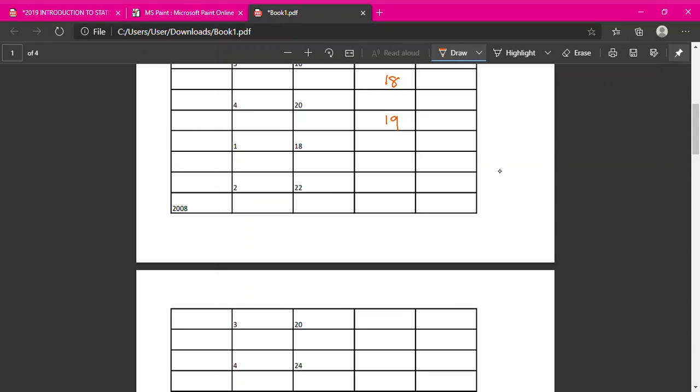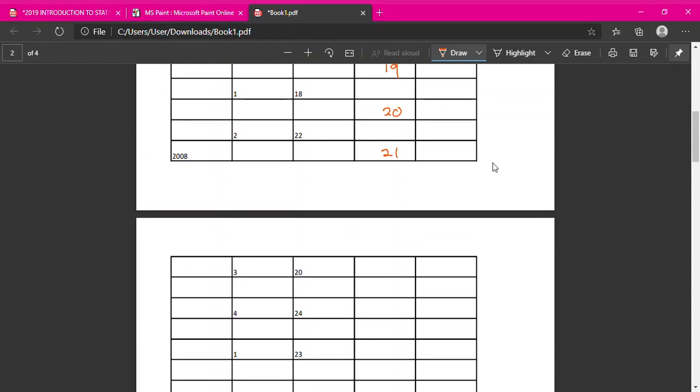So, the answer will be 20 here. Next, data kat sini. So kita akan gunakan data 18, 22, 20 and 24 divided by 4. You akan dapat 21 here.